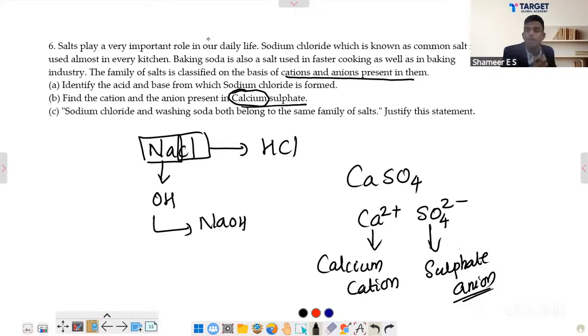Also, suppose you are not sure about a chemical equation, don't go for that chemical equation. Just write it in words.